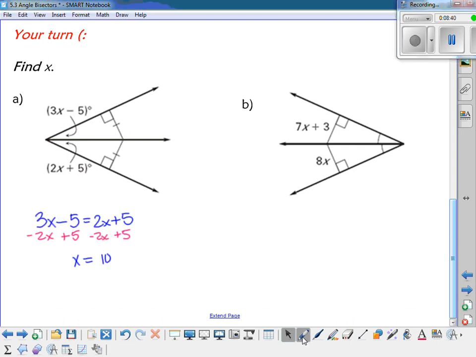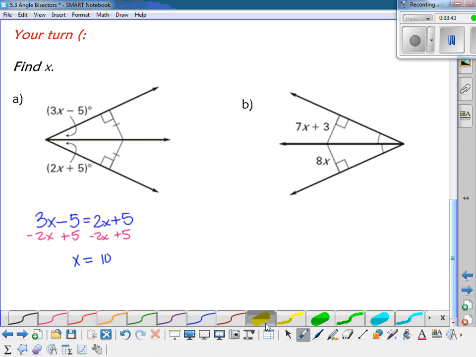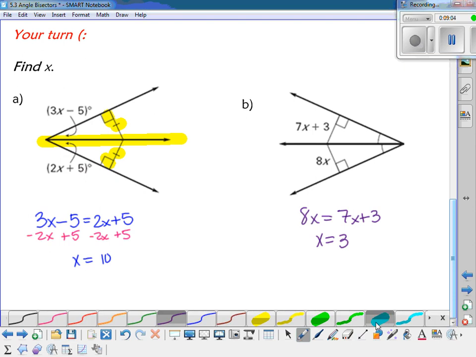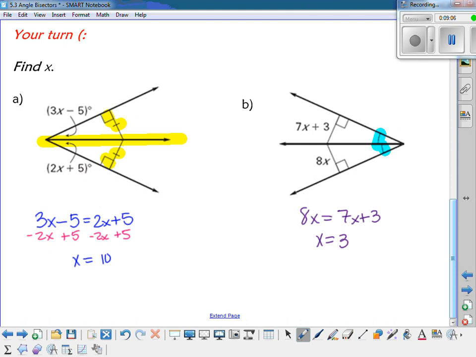Okay, so for the first one, we have that these are equidistant, and we've got right angles, therefore that means this is an angle bisector, so the two angles are congruent. 3x minus 5 equals 2x plus 5, and you solve it and you get x equals 10. For the second one, we have in the figure that these angles are congruent. That means it's an angle bisector. We have our right angles, so that means that the two segments would have to be congruent. And so 8x equals 7x plus 3, and so x equals 3.